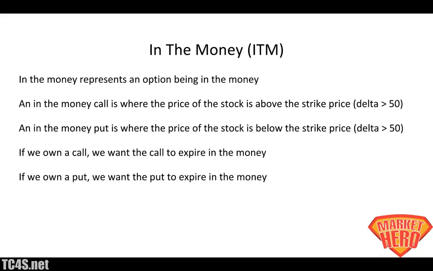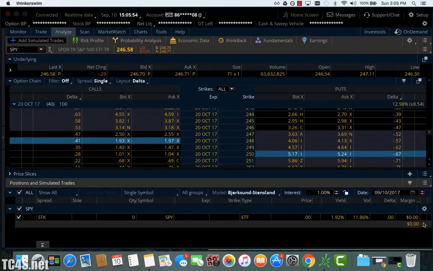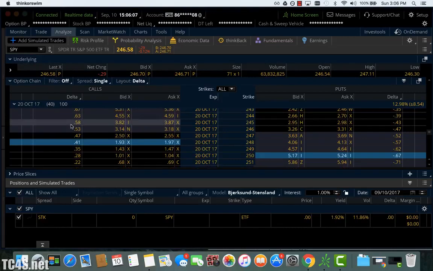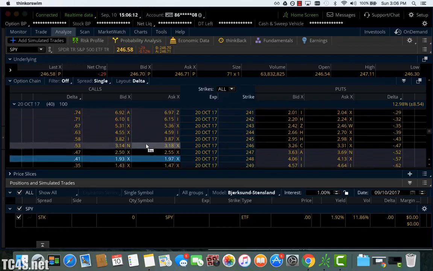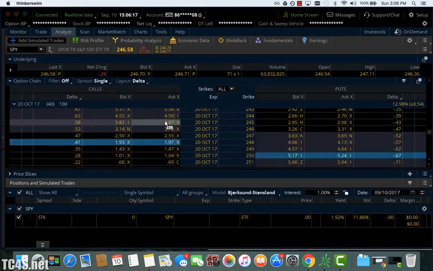So ITM, in the money, represents an option being in the money. An in the money call is where the price of the stock is above the strike price, or the delta is greater than 50. Let's take that one by one. The first thing is an in the money call is where the price of the stock is above the strike price. Right now, the price of SPY is 246.5, which means any strike below that is in the money. The way to see that is the delta is greater than 50. So every strike from 246 down that has a delta greater than 50 is known as in the money.